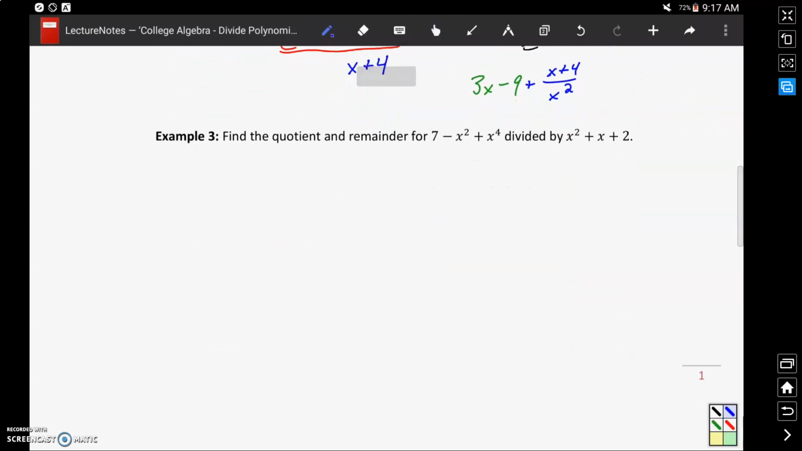In example 3, we'll need to revisit that idea of rewriting a polynomial function. In this case, it will be the polynomial we'll be dividing into. We need to reorder the terms so that our polynomial is listed in descending order, and we'll need to introduce placeholder terms for the missing powers of x to get x to the fourth plus 0x cubed minus x squared plus 0x and plus 7. So in this case we'll be taking x squared plus x plus 2 and dividing into that now rewritten polynomial function.